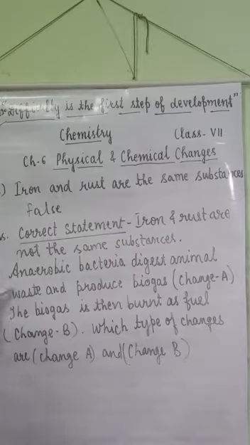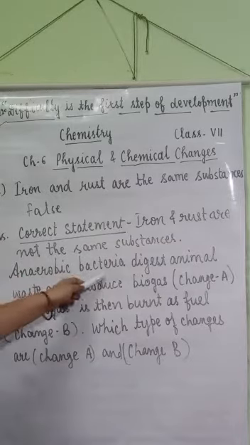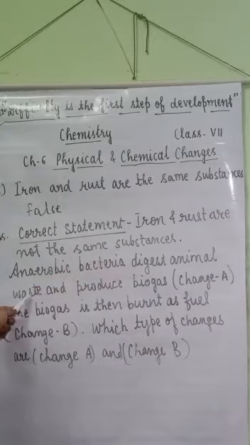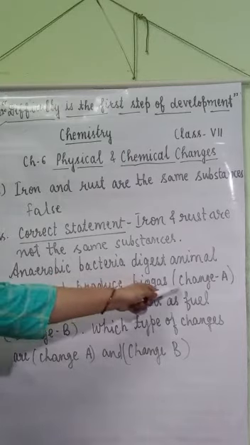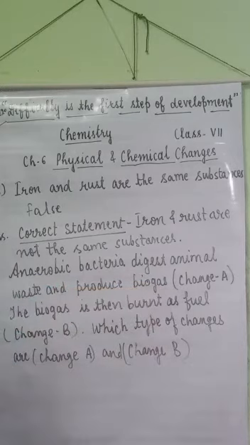Here is one question given. Anaerobic bacteria digest animal waste and produce biogas. This is change A. The biogas is then burnt as fuel. This is change B. You have to tell which type of changes are change A and change B.